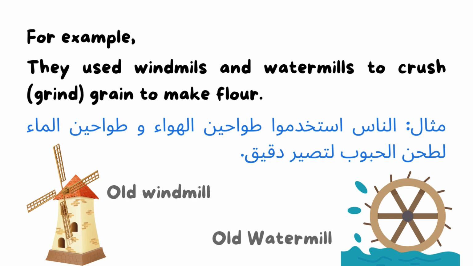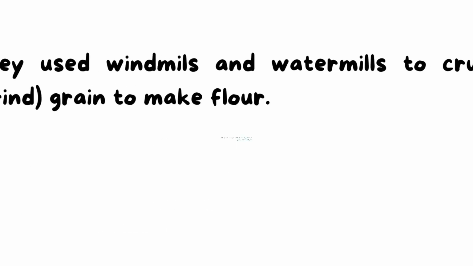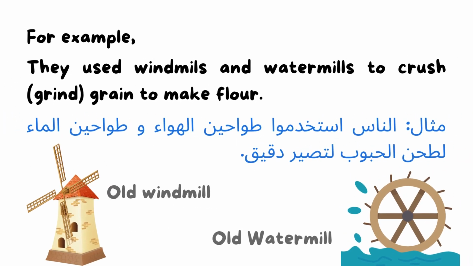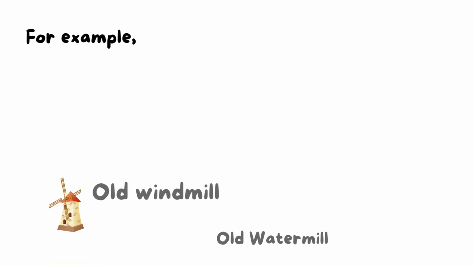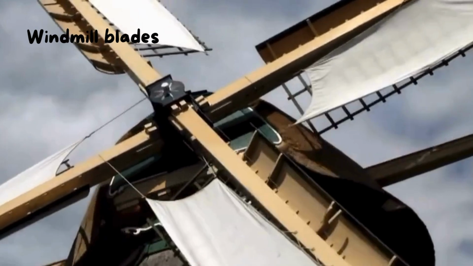So you know the grain. Okay, this is the grain, and humans need to grind or crush these grains to make flour. So what machines help humans to do that? Yes, windmills and watermills. Now we will watch a video that shows us how the windmills crush the grains. As you see here, this is a windmill, and you know these four things that move.